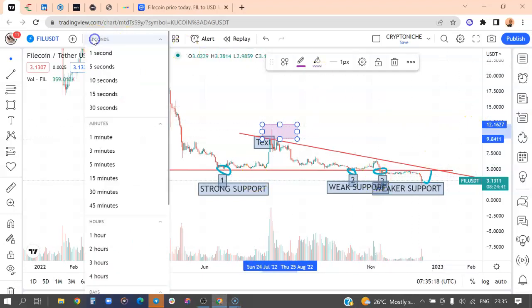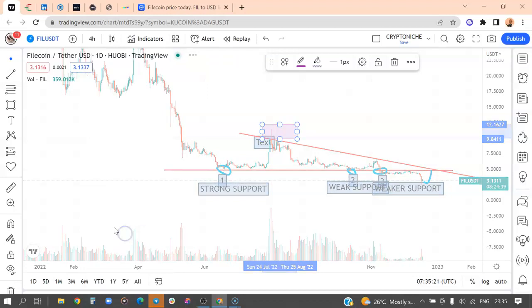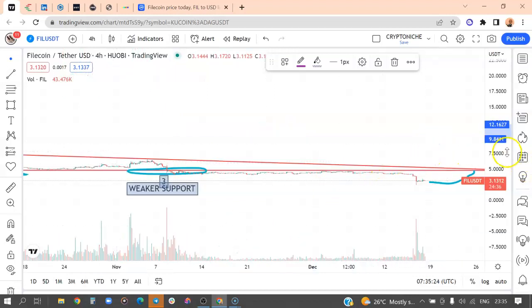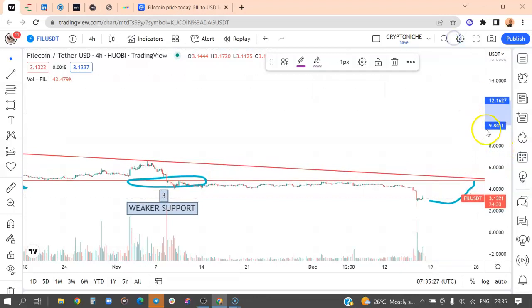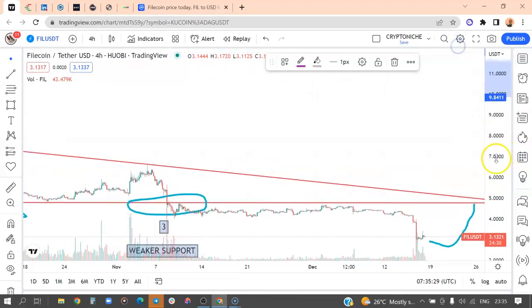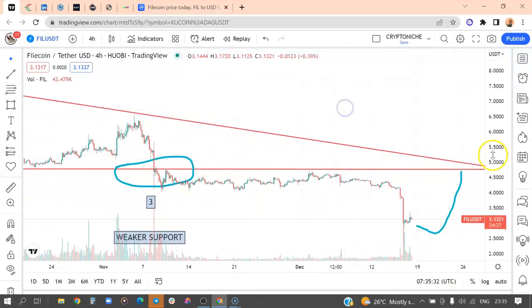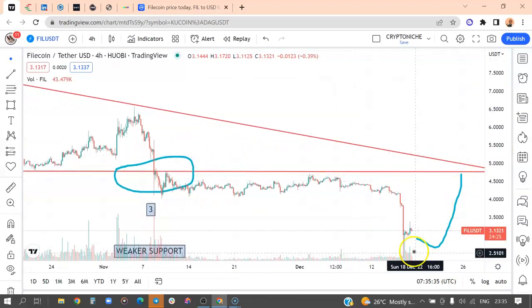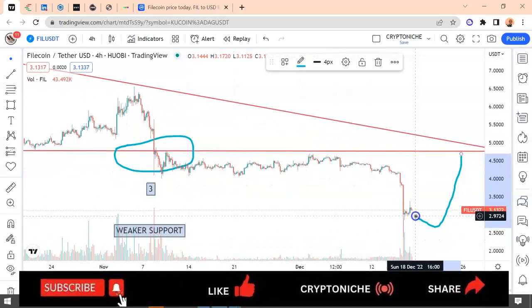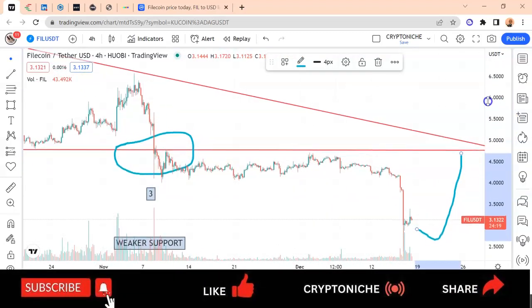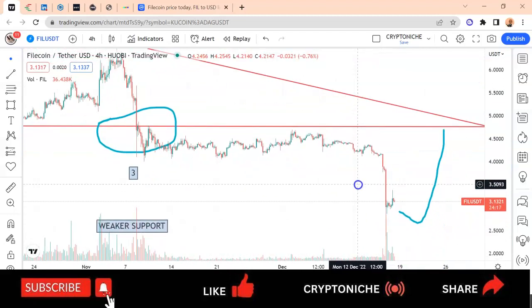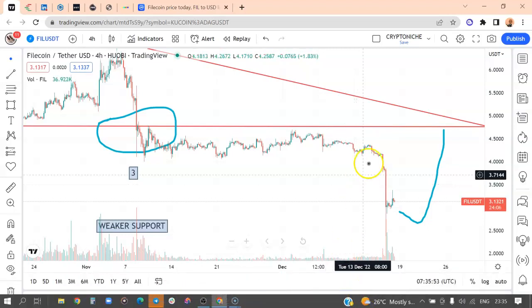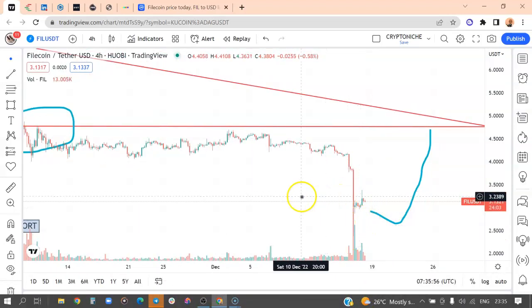So now let's switch to a lower time frame for those who want to be day trading. For those who like to day trade Filecoin, let's switch to a lower time frame and see what's up with it. So this is a lower time frame on Filecoin. The dump was crazy, but you cannot rule out on this chart the fact that right here, it's been building some sort of momentum.